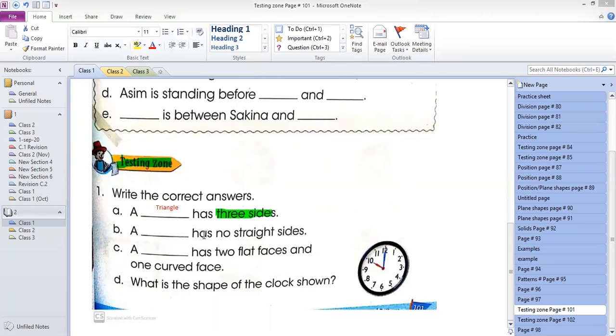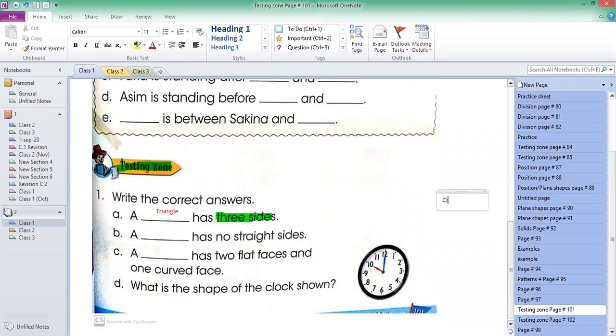Now tell me, which shape has no straight sides? Which shape has no straight sides, guys? Guys, don't make noise. You have to tell me this answer. The answer is circle. Very good. Just tell your answer one time. Circle has no straight side. It has only one side that is curved.